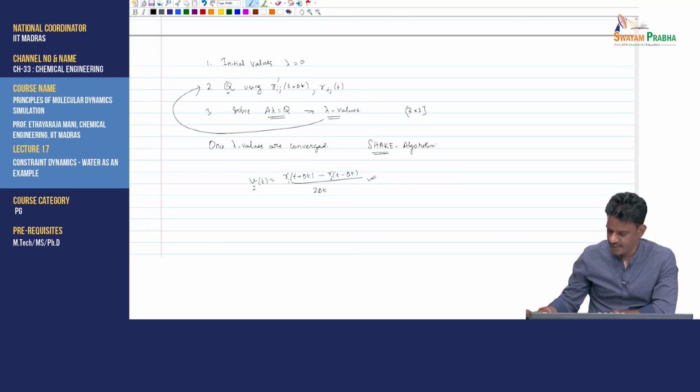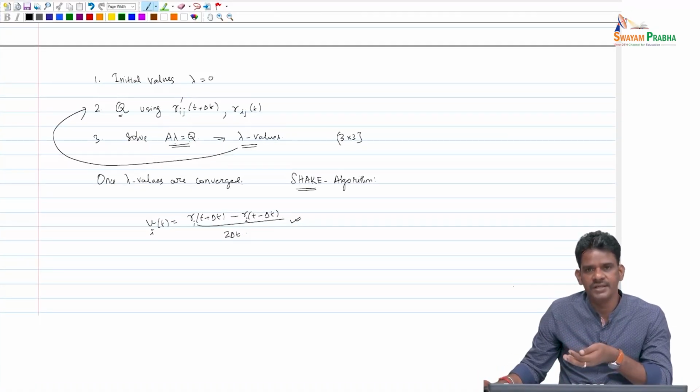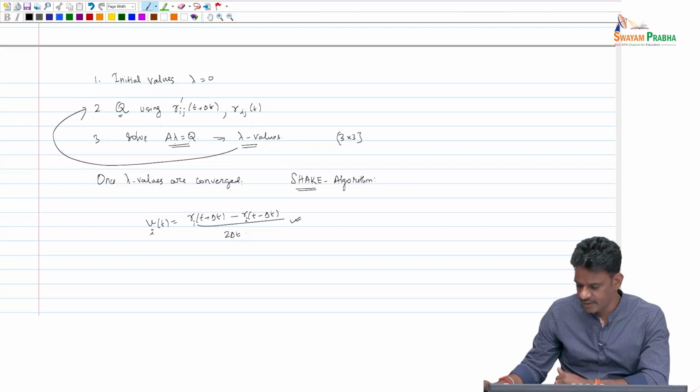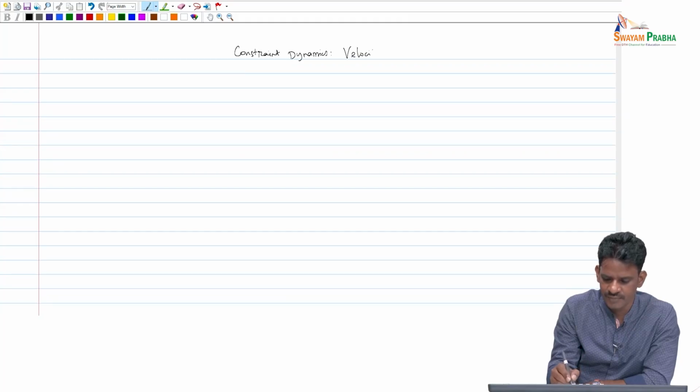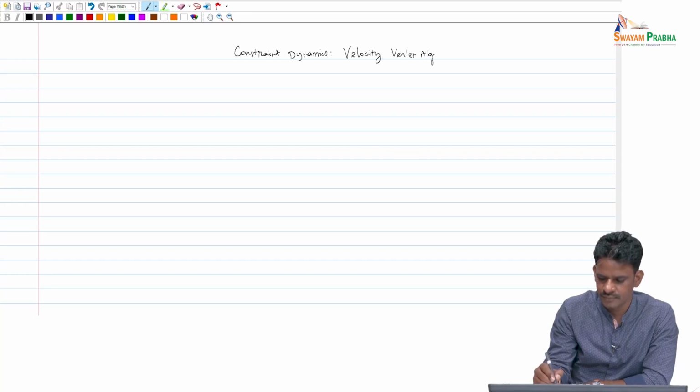Now moving ahead, what if you want to apply the velocity Verlet algorithm or the leapfrog algorithm? The method remains the same. The only difference would be how we get the unconstrained and the constrained position updates. So let's apply constraint dynamics within the velocity Verlet algorithm, and this method is popularly known as the RATTLE algorithm.